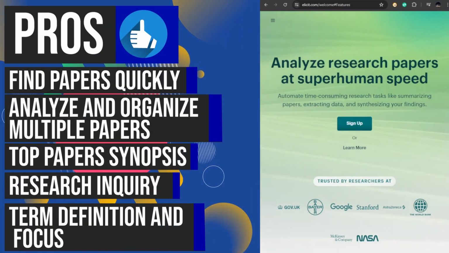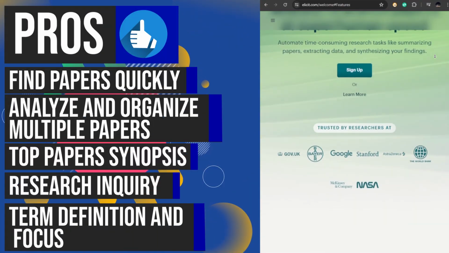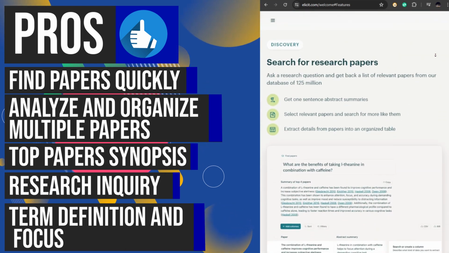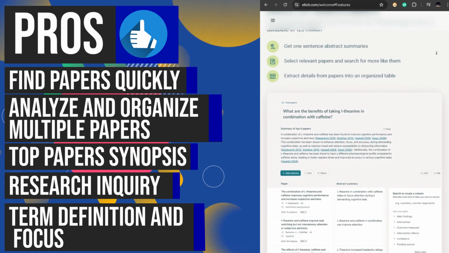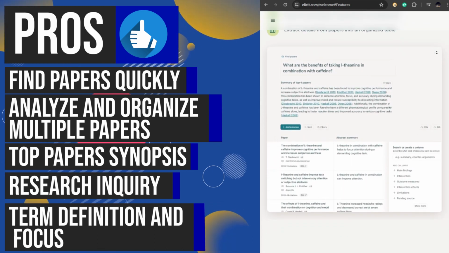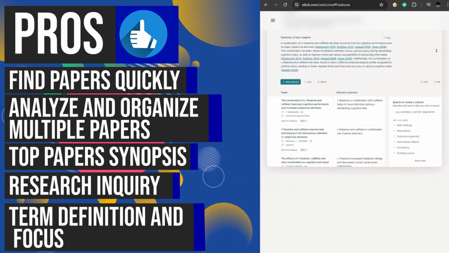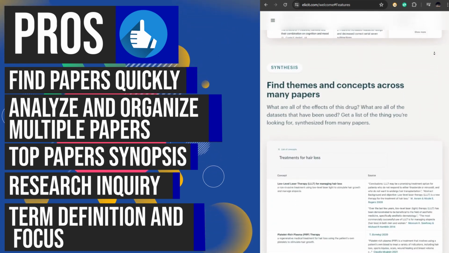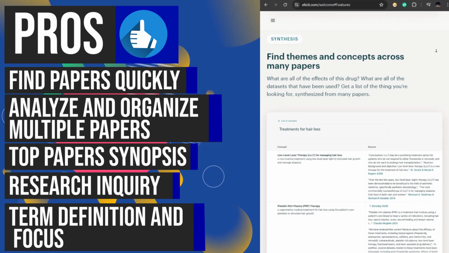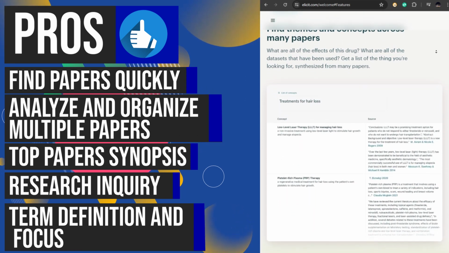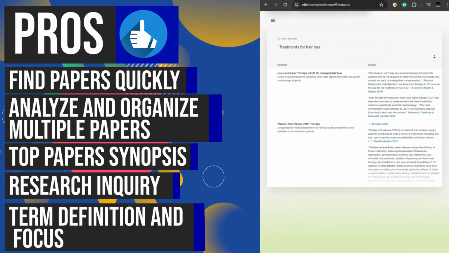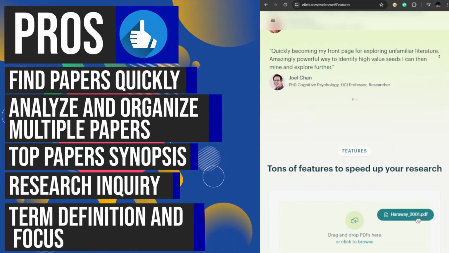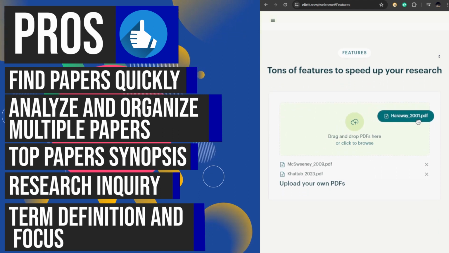Elicit offers the functionality to define terms and adjust the research direction based on the information gathered from the literature. Users can clarify concepts, refine their research criteria, and narrow down their focus to ensure a more targeted and effective research approach. This feature enhances precision and relevance in research endeavors, leading to more impactful outcomes and insights.